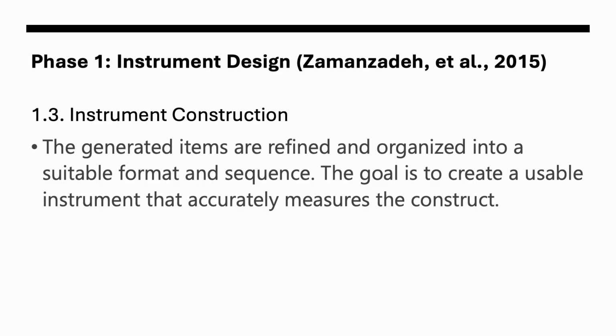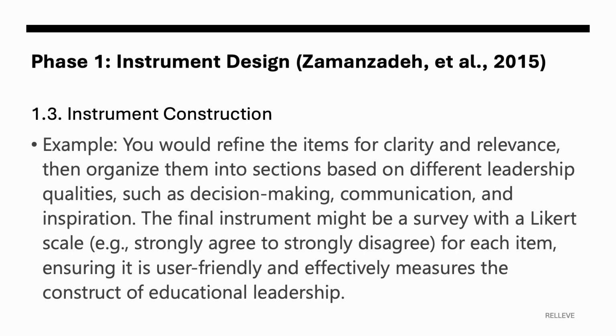Step 3, instrument construction. In this step, the generated items are carefully refined and systematically organized into an appropriate format and sequence. The primary objective is to develop a usable instrument that accurately measures the intended construct. Example, you would refine the items for clarity and relevance, then organize them into sections based on different leadership qualities, such as decision-making, communication, and inspiration. The final instrument might be a survey with a Likert scale, for example, strongly agree to strongly disagree, for each item, ensuring it is user-friendly and effectively measures the construct of educational leadership.